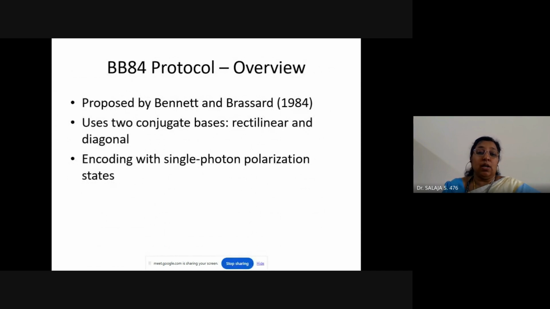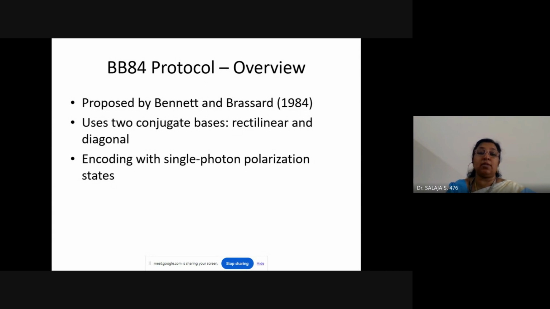Now, there are various quantum key distribution algorithms, and one main algorithm, which we call the BB84 algorithm, was proposed by Bennett and Brassard in the year 1984. For encrypting the plain text, they use two conjugate bases, which they call rectilinear and diagonal, which talk about the polarization of 0 degrees and 90 degrees for rectilinear, and 45 degrees and minus 45 degrees for the diagonal basis. So with this information, we'll try to understand how this works.